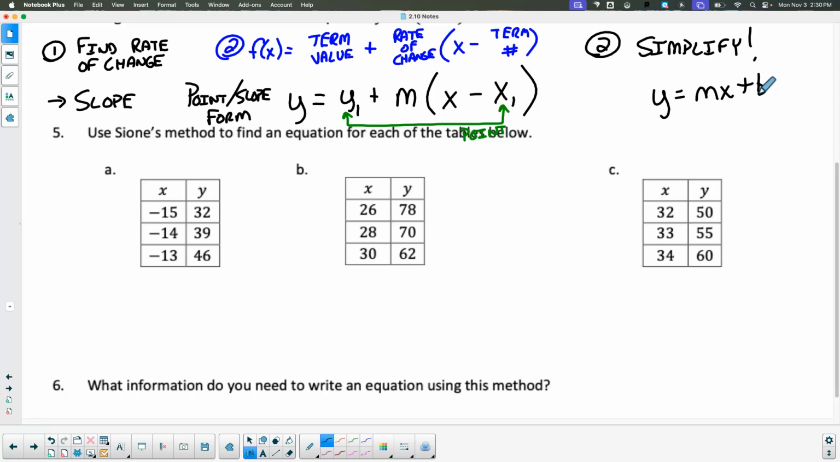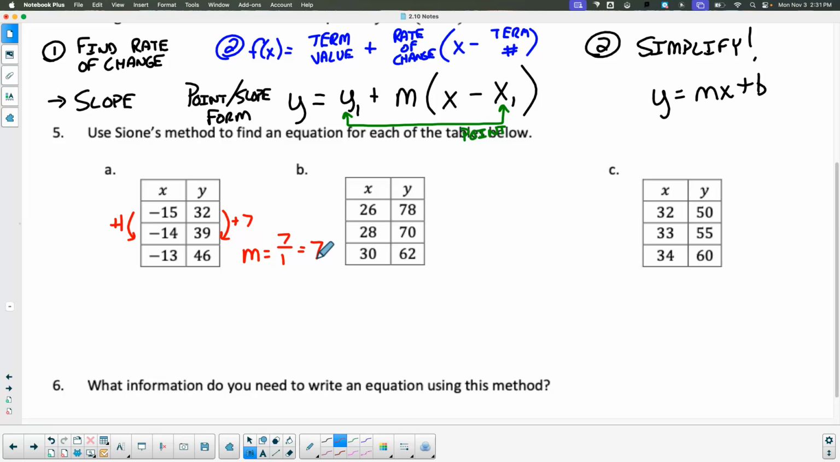So, with that being said, what is the rate of change here in letter A? We went plus 7 on the y's, and we went plus 1 on the x's, right? So that means that my slope then is going to be 7 over 1, or just 7. Okay? So we first found our slope.